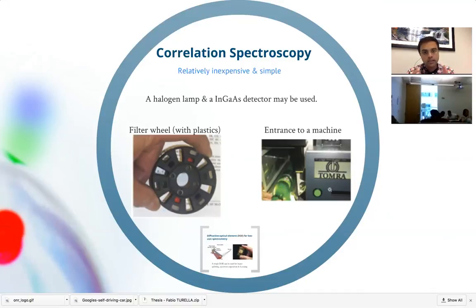Again, you can clearly imagine the optical design itself is very critical because you need this to be extremely fast and as cheap as possible. And you'll appreciate this in the next few slides as well.